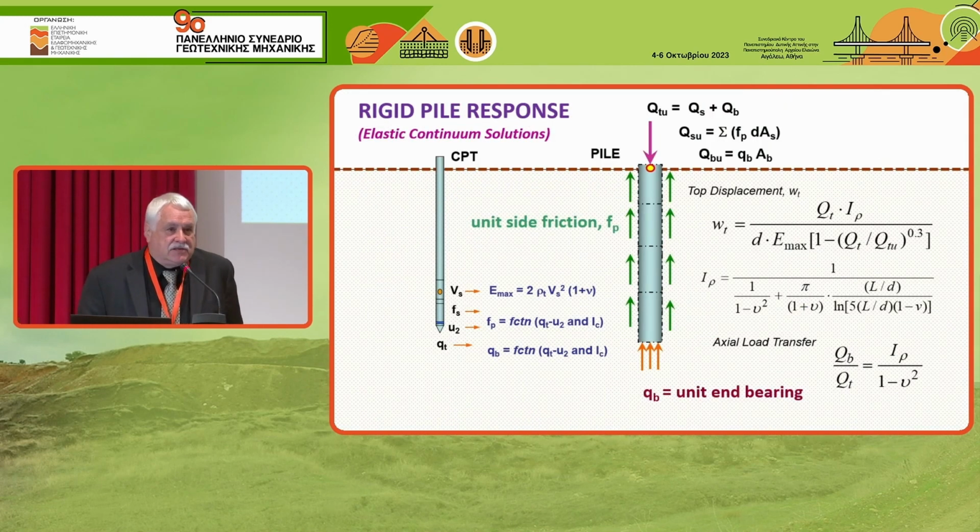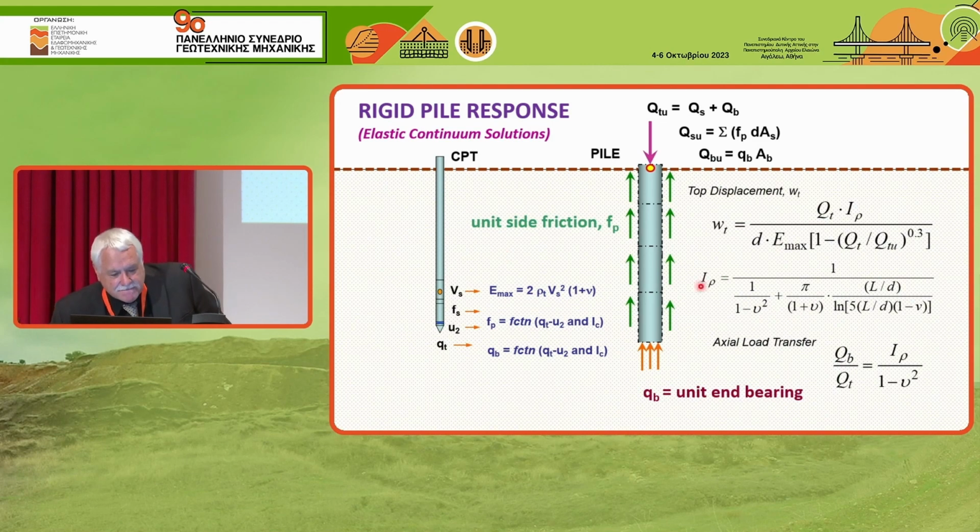We can apply that to, say, pile foundations. This is the simple solution, but obviously there's a compressible pile solution. I take the cone data, and I can use the cone tip, pore pressure, sleeve friction to get the capacity of the pile, and I use shear wave velocity to give my modulus, and then I can calculate the displacement at the top of the pile, and I can calculate the load transferred to the bottom of the pile.